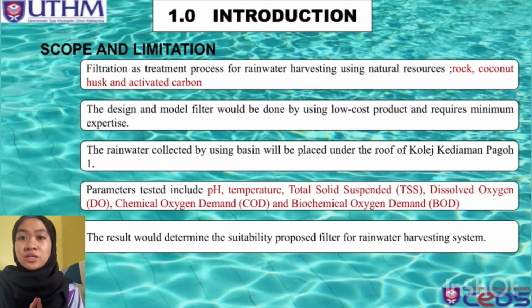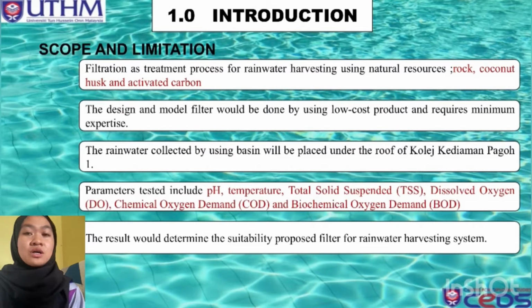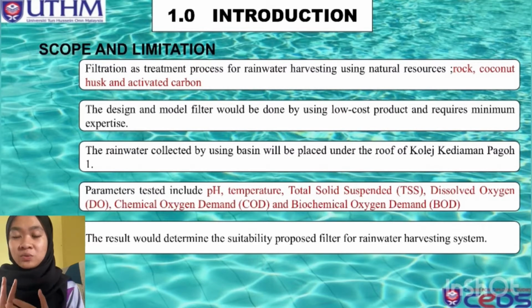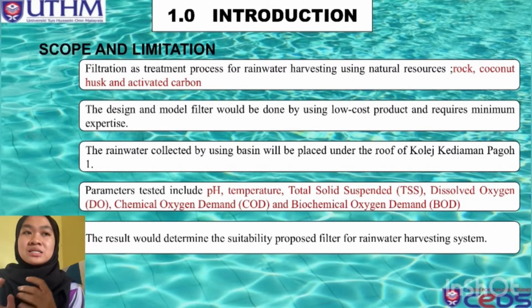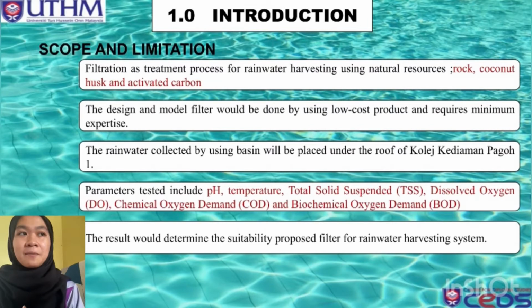I'm going to explain the expected result for our project. So, the first one is that our project will only focus on natural resources for our filtration. There are only three natural resources we're going to test. The first one is rock, the second one is coconut husk, and the third one is activated carbon. For the rock, there will be two sizes, small and big rock. The design and model of the filter will be done using only low-cost products and only requires minimum expertise, so everyone can do it as long as there are suitable materials.